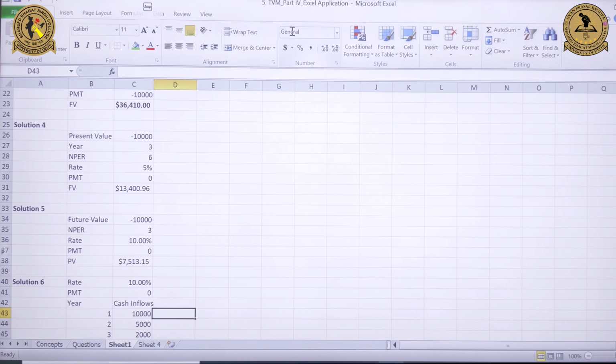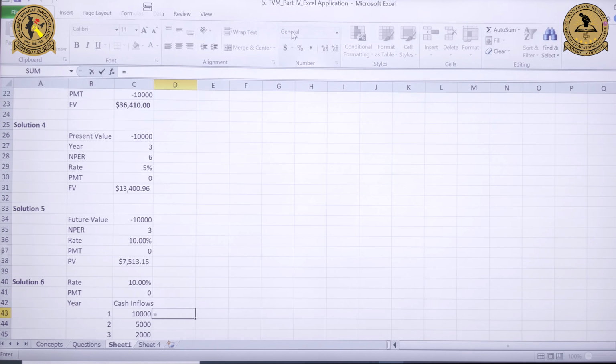If I am saying the value at the end of first year is 10,000 and I need to calculate its present value, so the time period is only 1 in this case. Similarly, if I am saying that the value at the end of second year is 5,000, then the time period in this case is only 2 years. While in the last case, time period is 3 years. Again, we need to calculate the present value.